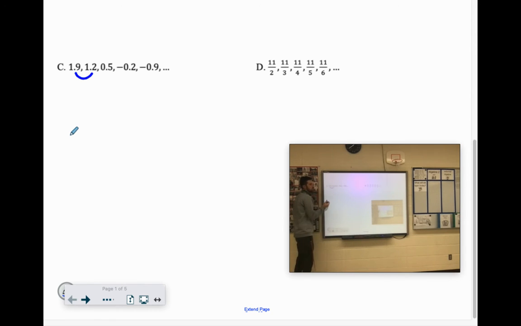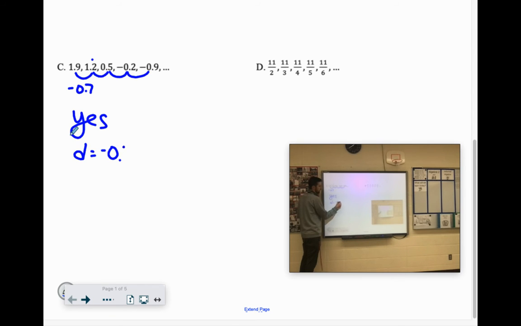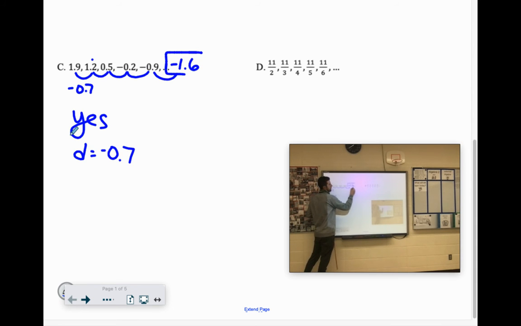Okay, 1.9 down to 1.2. And by the way, the easiest thing you could do is just do the second term minus the term before it. So that's going down 0.7, 0.7, 0.7, 0.7. So yes, it's arithmetic, and we're subtracting 0.7, but we're going to say that's like adding -0.7. So that's our d on this one. If we kept that going to the next number, it would be -1.6.